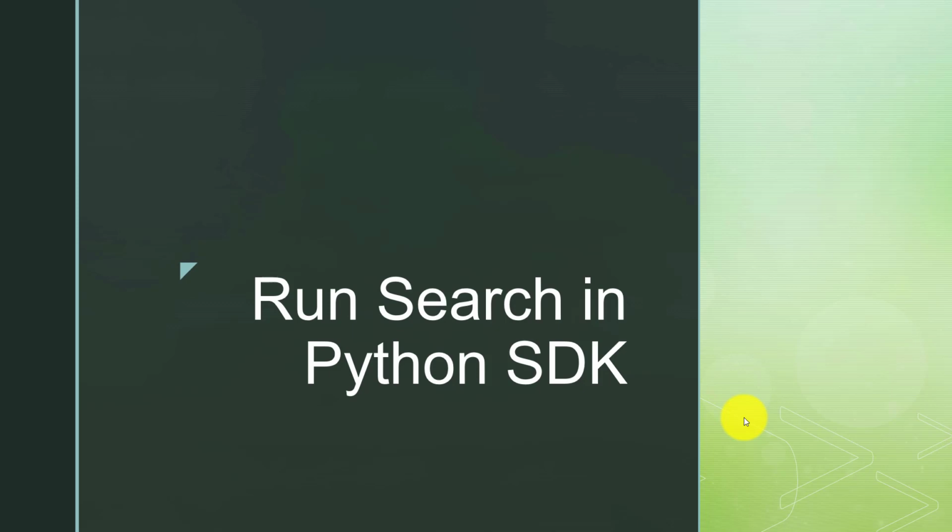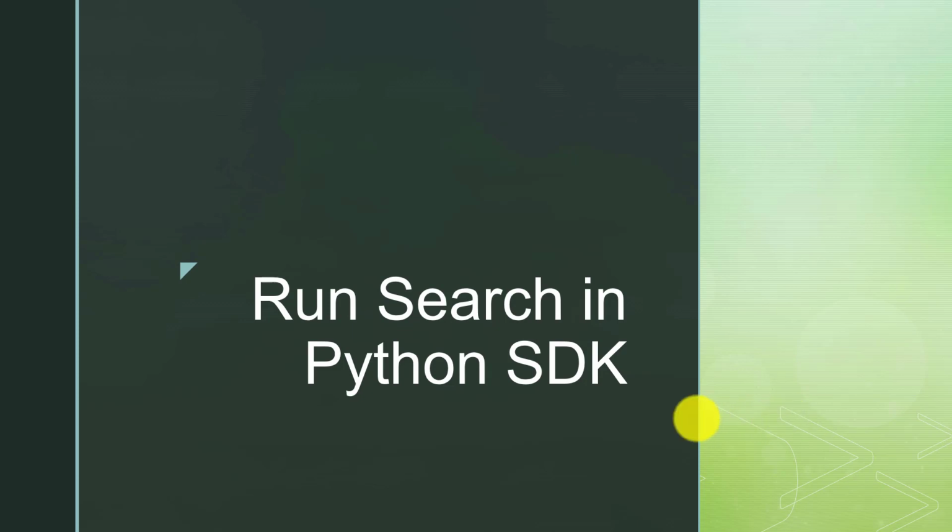Okay, in our previous video, we talked about how to manipulate saved searches or alerts, right? How to create, update, or delete saved searches or alerts using the Splunk Python SDK. Now, in this particular video, we will talk about how to run searches, like normal searches, and we will see how to run saved searches as well using the Python SDK.